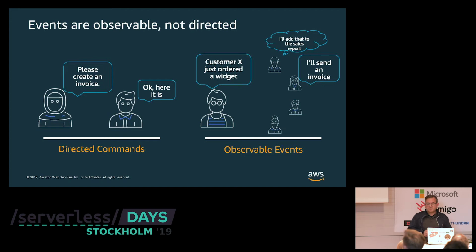Now, events being observable means that they're simply observed by other people around them. So now the person on the left says, customer X just ordered a widget, and someone in the back hears that and decides to add it to a sales report, another person hears it and decides to send an invoice, and two people hear it but take no action. The benefit here is that event producers don't need to have any knowledge at all about who is listening to these events, and it keeps them very simple. And it means that other services can consume the events without needing to make upstream changes.